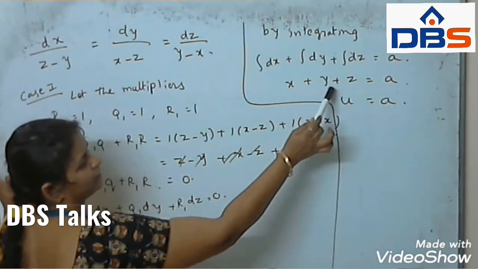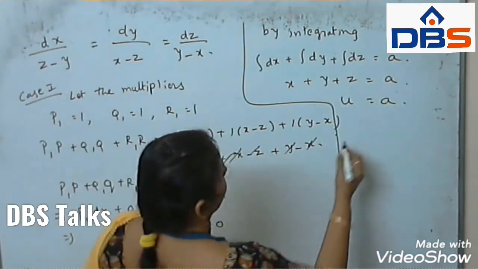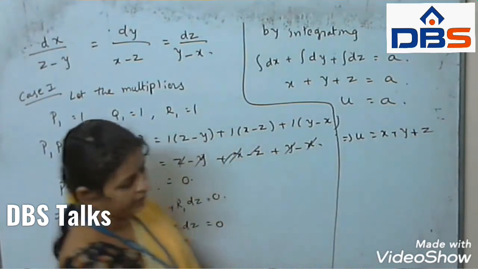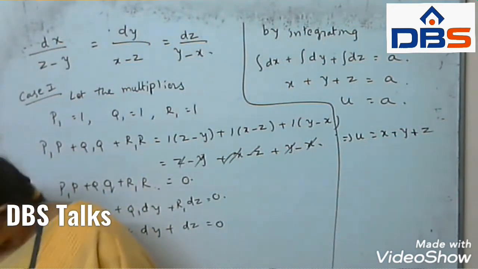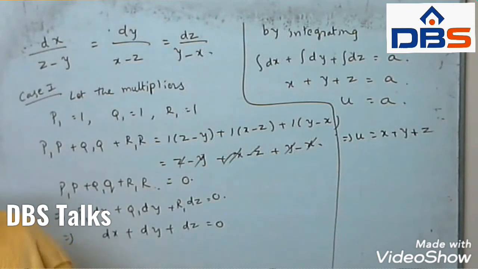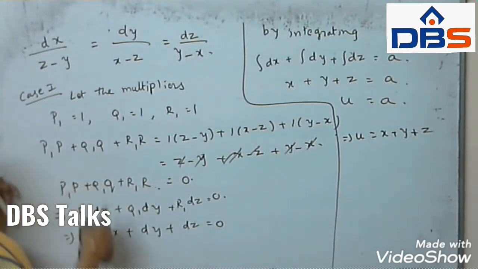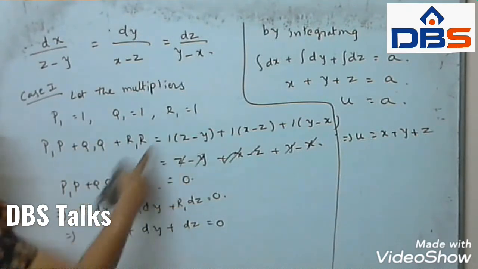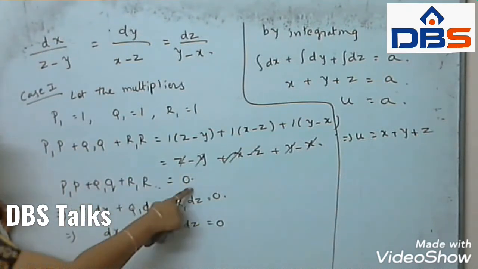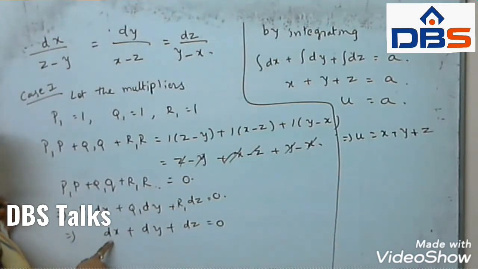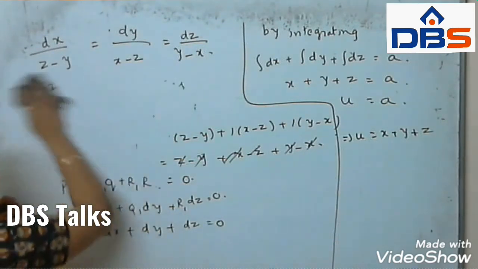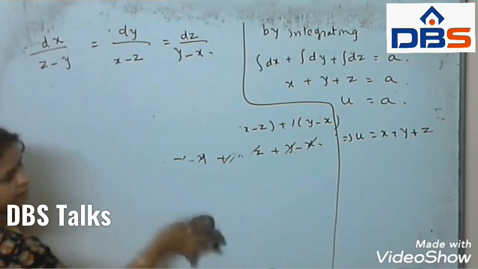So u is x plus y plus z. That means u equal to x plus y plus z. U is a function of x, y, z. So now we found one function u. Next we have to find the other function v. First we have taken the multipliers P1, Q1, R1 as 1, 1, 1. Then you will get P1p plus Q1q plus R1r equal to 0. Then by applying the formula P1 dx plus Q1 dy plus R1 dz equal to 0, you will get the u. U is x plus y plus z.